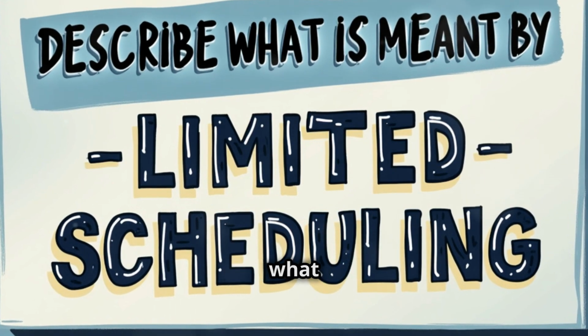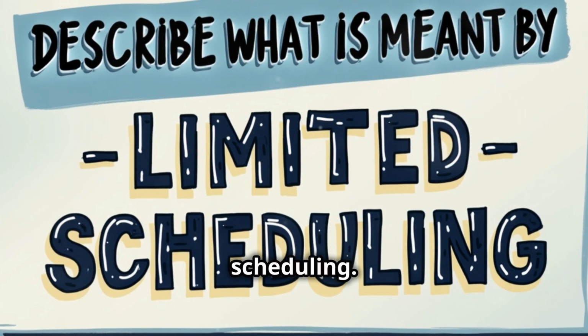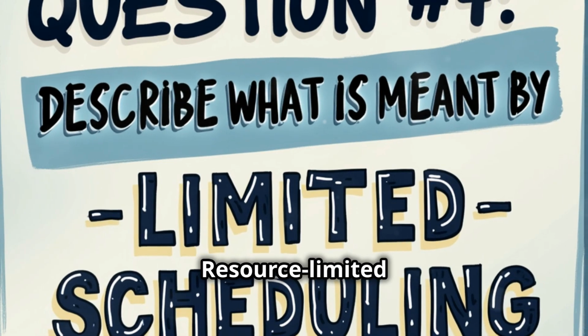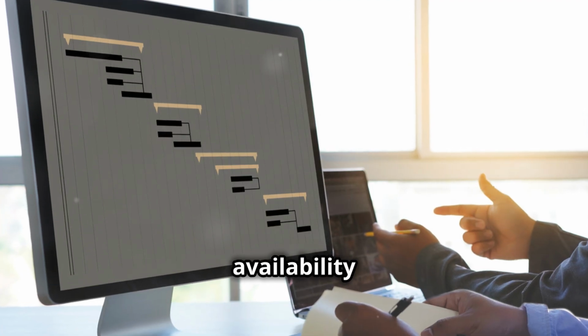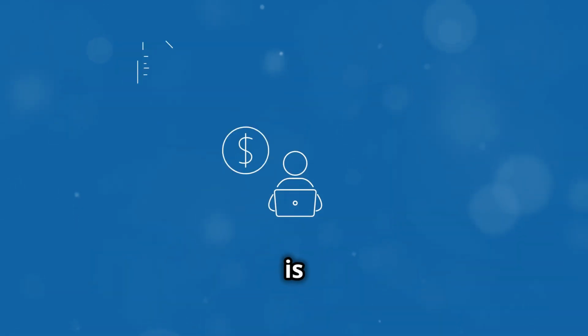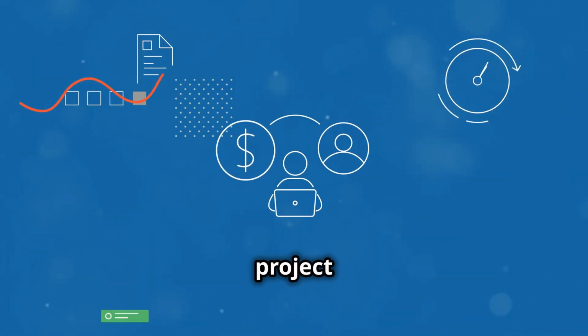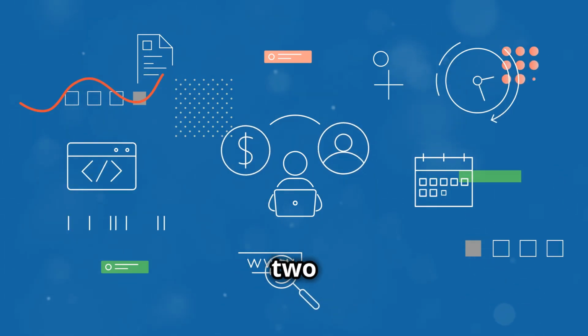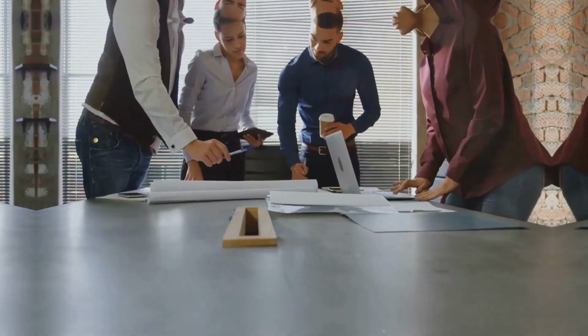Question number 4, describe what is meant by resource limited scheduling. Why is it used? When is it used? You will see in the section that resource limited scheduling is used when resource availability is fixed and extending the project timeline is the only way to meet project goals. Please review the subsection on page 222 in more detail.